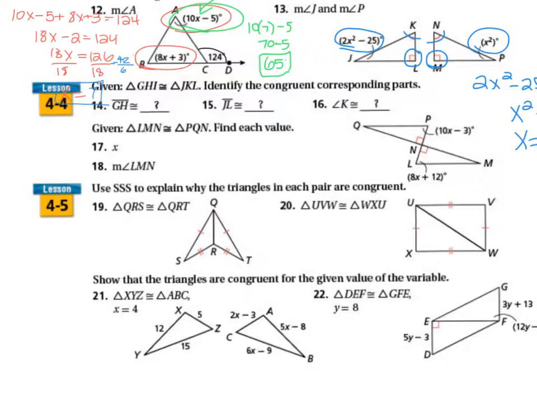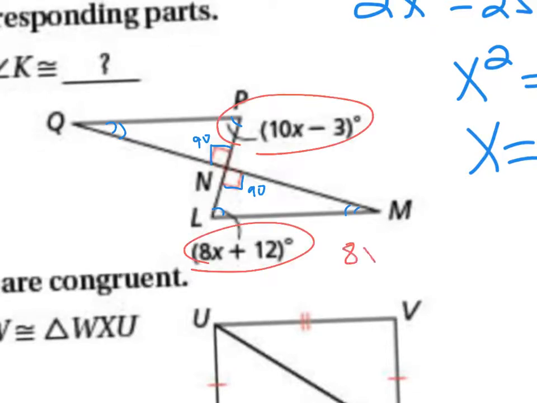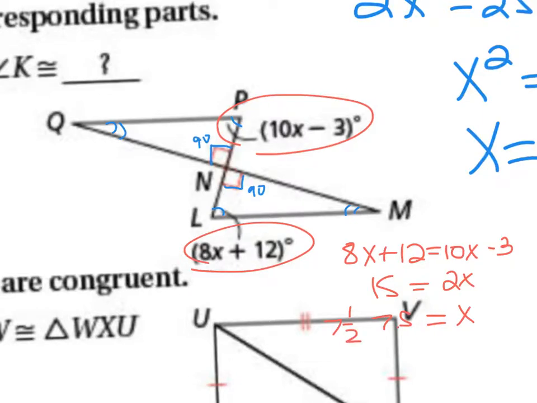For number 17 and 18, it says LMN is congruent to PQN. So that tells you that L is congruent to P, Q is congruent to M, and then these are congruent and they're 90 degrees. So if I knew that, then I would know that these 2 are equal. 8x plus 12 would equal 10x minus 3. Subtract the 8x, add the 3. And x is 15 over 2, or 7.5.